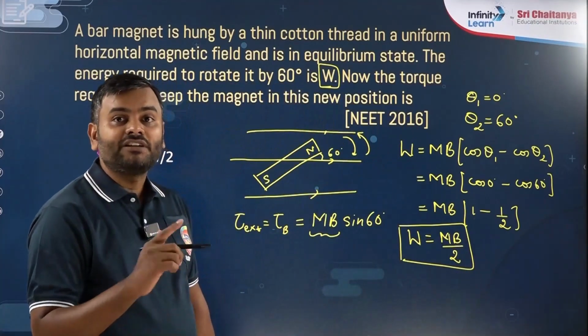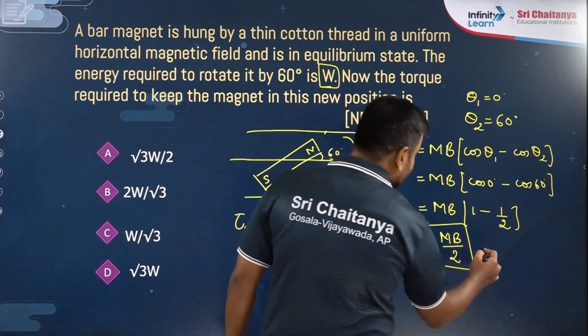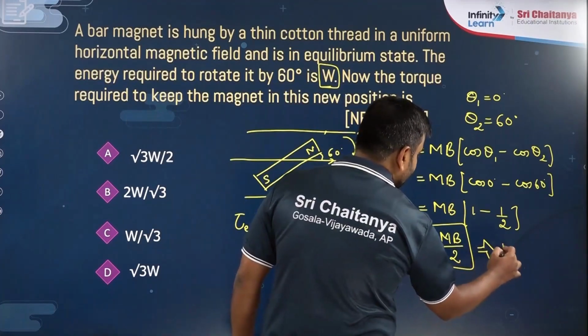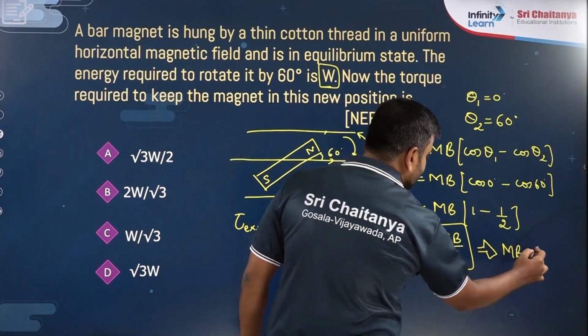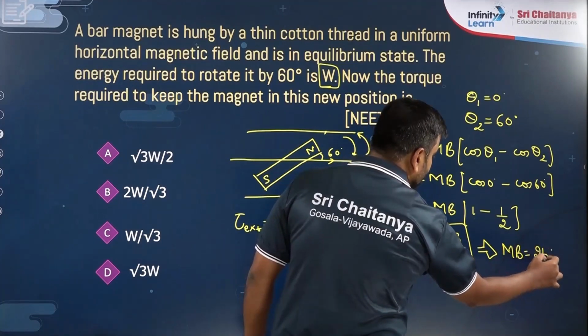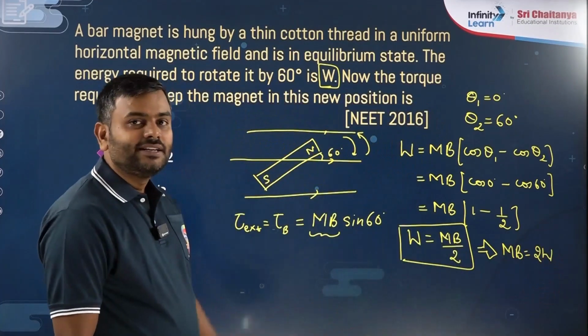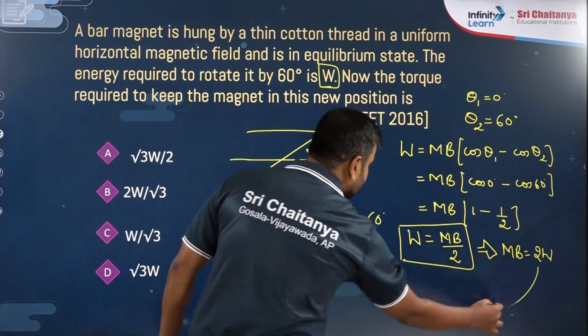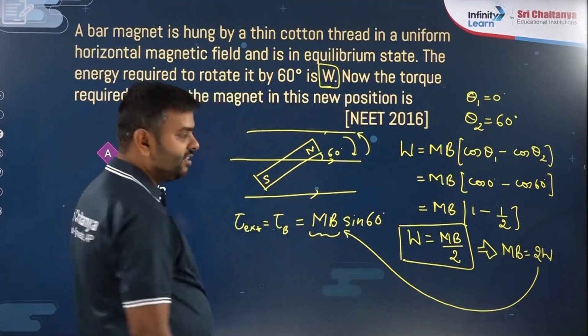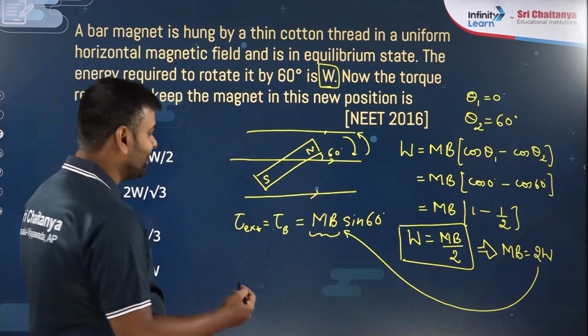But we require the value of M into B. So from there we can write M into B as 2 times W. We will substitute this here, and that will give you the final torque value.